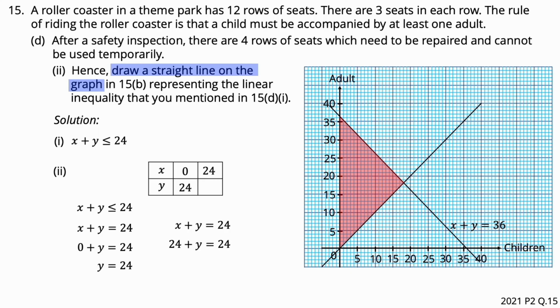Substitute 24 into the variable x of the equation 24 plus y equals 24. Transpose 24 to the right hand side. 24 minus 24, y equals 0. Plot the point (0, 24), x is 0, y is 24. And the point (24, 0), x is 24 and y is 0. Join them up with a solid line. A straight line x plus y equals 24 is drawn.